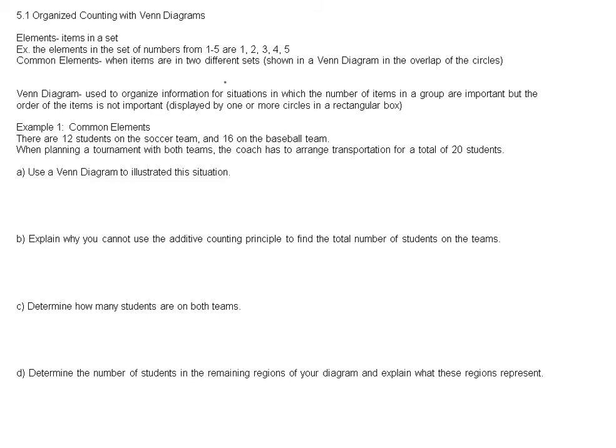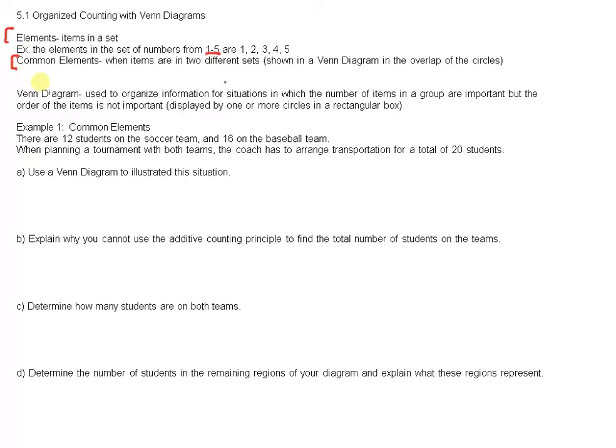One is organized counting with Venn diagrams. So let's go over a couple definitions first. Elements are elements in a set. An example of an element are the numbers in a set of numbers from 1 to 5. Basically, we're going to list every single element. So the numbers from 1 to 5 are 1, 2, 3, 4, and 5.